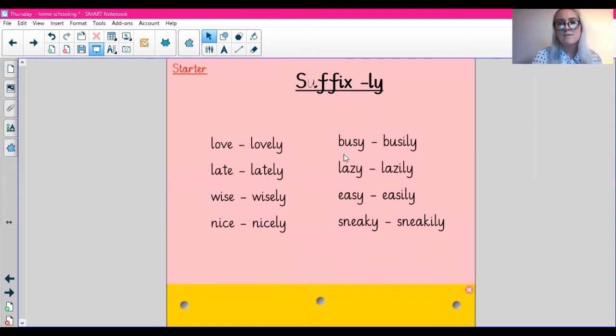However, here, look what happens when our words end with y. I have to change the y to an i and then add my suffix on the end. So for example, busy, we would change to busily. It's really important for us to change the y to the i. That's just one of our spelling rules when using this suffix. Well done if you thought of some more words that end with this suffix.